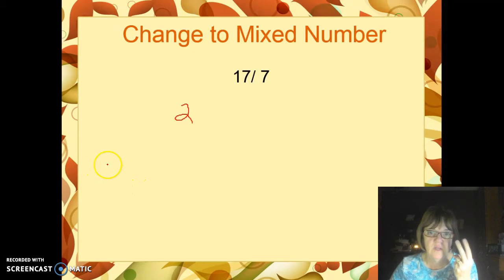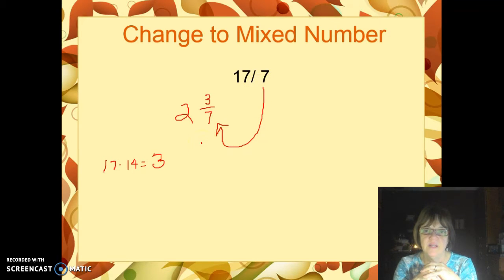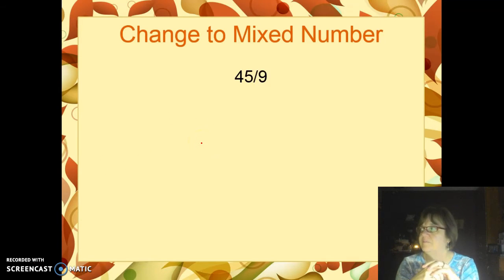Now, 14 was my highest number. I could do 17 minus 14. What does that give me left over? 3. So 3 is my numerator. 7, again, we just copy that. That just gets copied to become our denominator. All right, you want to see it again? Let's do another one. And after that, it'll be your turn.